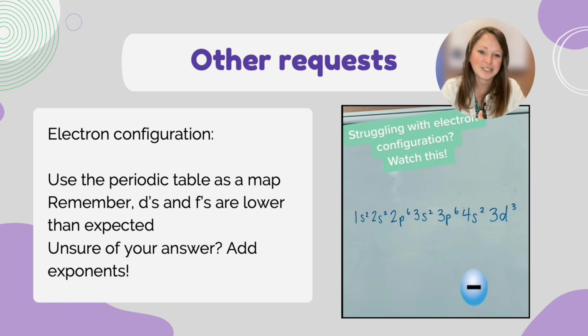Then the other request has been electron configuration. You just have to practice with this. Get a periodic table. It's time to do some coloring. Map out where you find each of those orbital types. So first 2 columns, you have your S. And if you're unsure of your answer, just add up all of your exponents. If you add up all the exponents, you should have the atomic number, which if you're looking at a neutral atom, should match up.